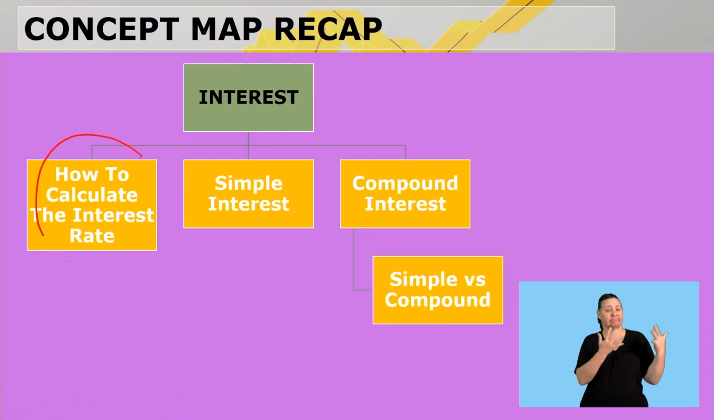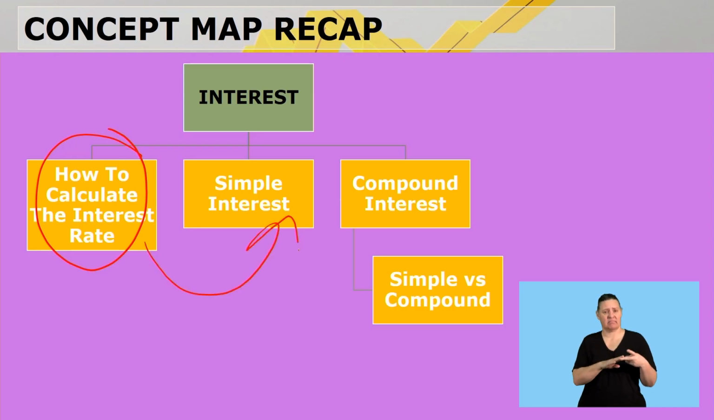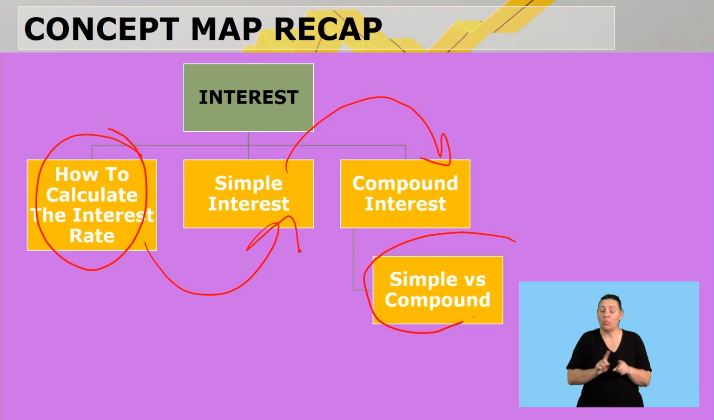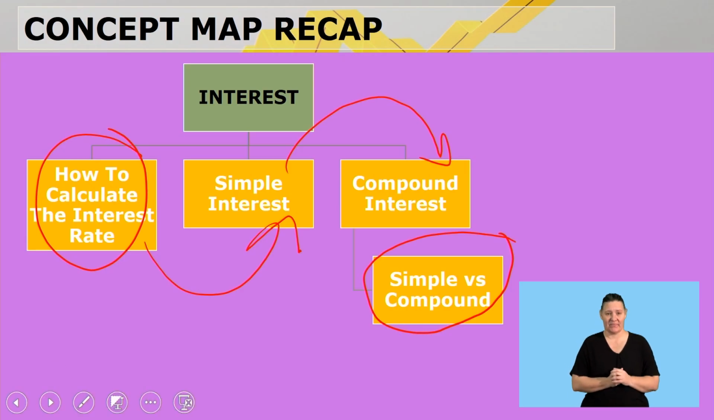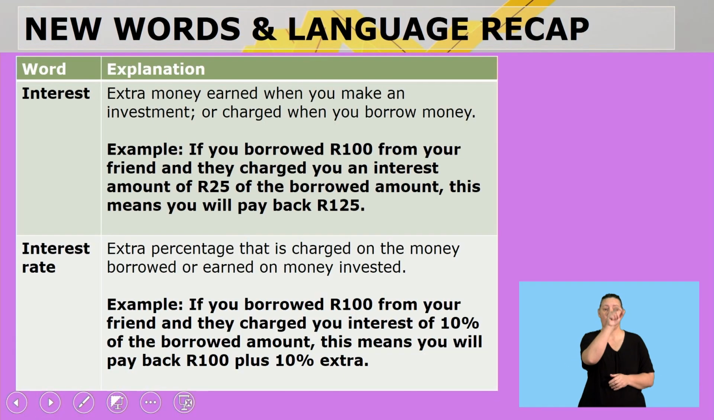Welcome back. Let's quickly wrap up today's lesson. What did we do? First, we started calculating an interest rate. Then we went on to simple interest, quickly stopped by compound interest, and ended with a comparison between simple and compound interest.